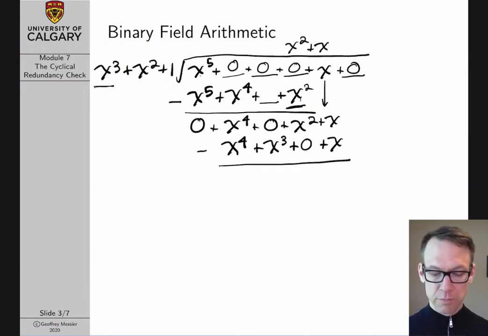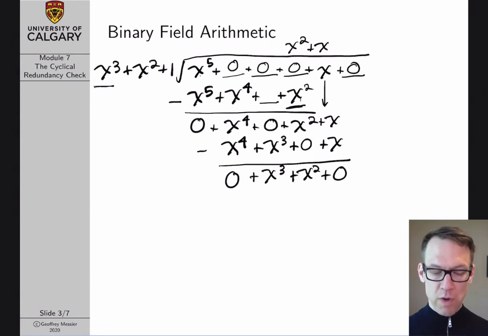Then we subtract. X to the fourth minus x to the fourth is 0. Negative x cubed, which is the same thing as positive x cubed. X squared. And then we have a 0 term.